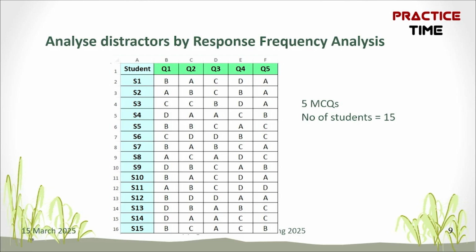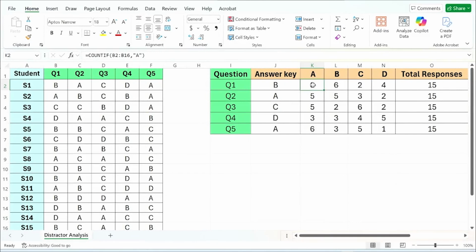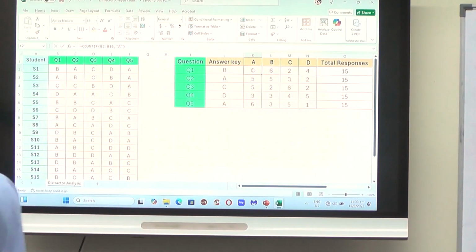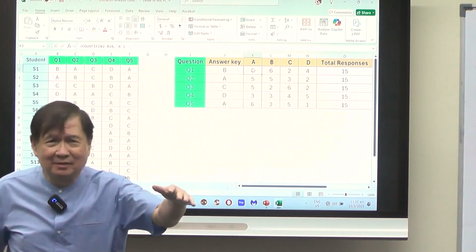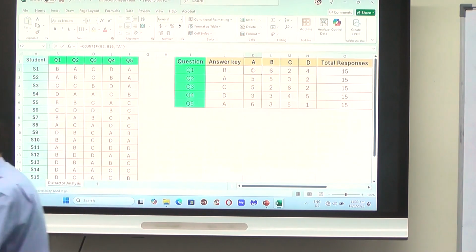You have this spreadsheet here. You got 15 students and 5 MCQ questions. That's how they will choose it. You can use COUNTIF, by the way. It's easy to do the tabulation. Now you know how you use the COUNTIF, I'll show you. Of course you can do it manually if you want to, but it's very time consuming, right? Use the COUNTIF.